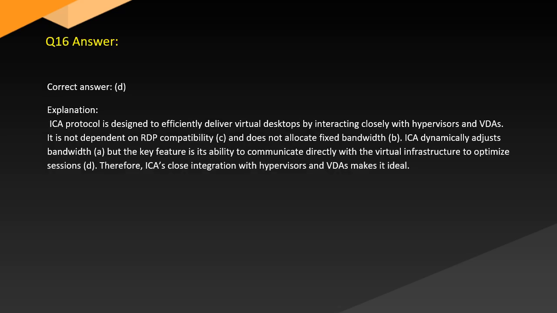Answer. Correct answer: D. Explanation. ICA protocol is designed to efficiently deliver virtual desktops by interacting closely with hypervisors and VDAs. It is not dependent on RDP compatibility (C) and does not allocate fixed bandwidth (B). ICA dynamically adjusts bandwidth (A), but the key feature is its ability to communicate directly with the virtual infrastructure to optimize sessions (D). Therefore, ICA's close integration with hypervisors and VDAs makes it ideal.